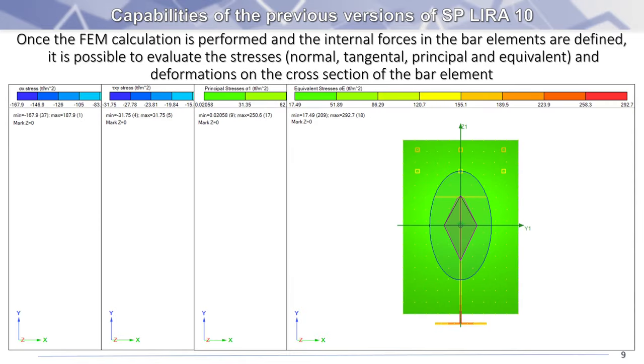Once the finite element method calculation is performed, and the internal forces in the bar elements are defined, it is possible to evaluate the stresses, normal, tangential, principal and equivalent, and deformations on the cross section of the bar element.